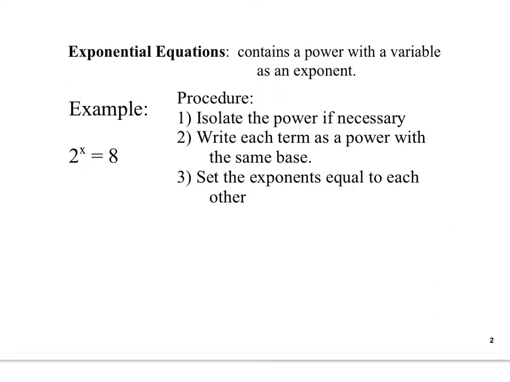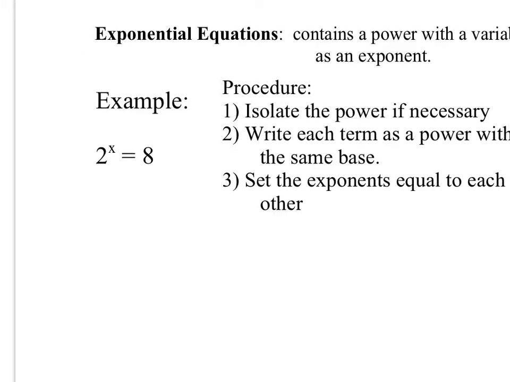Alright, so this is how it works. You have 2 to the x is equal to 8. What you need to do, isolate the power if you have to. That means if this 2 to the x wasn't by itself, if there was something added to it or multiplied, you get rid of it first. Write each term as a power with the same base.